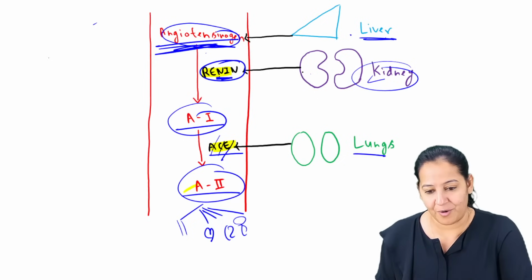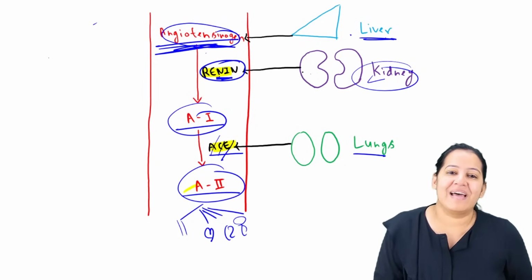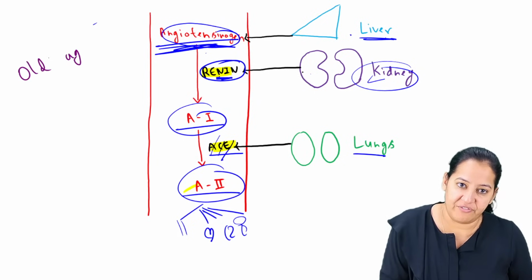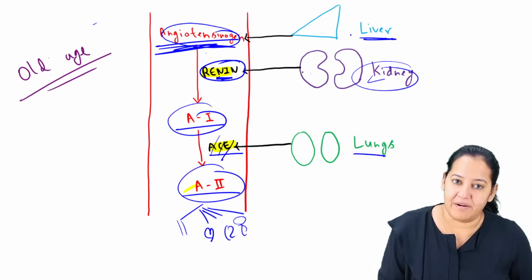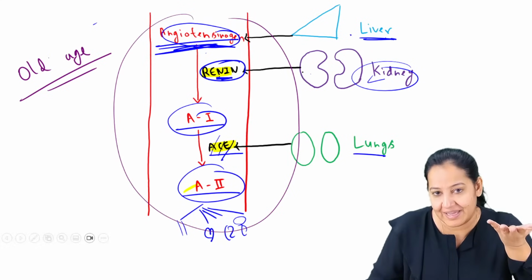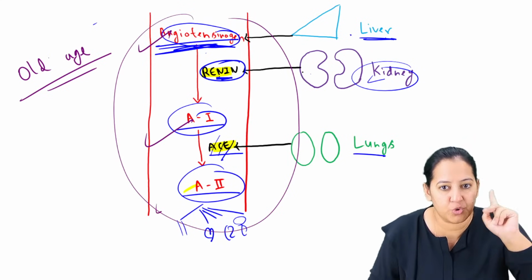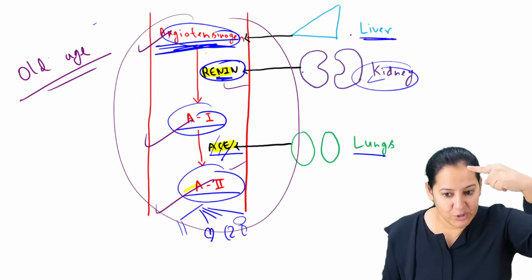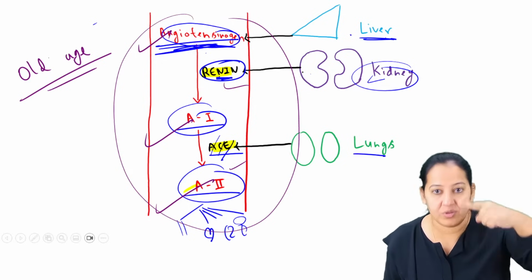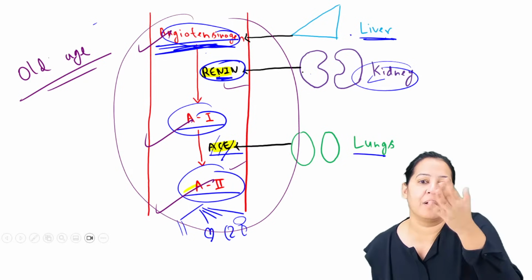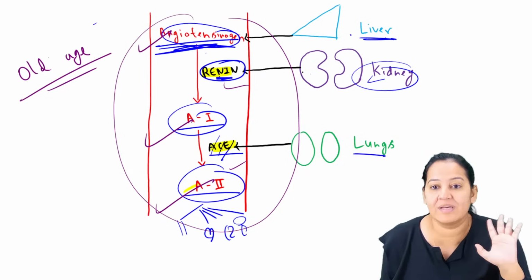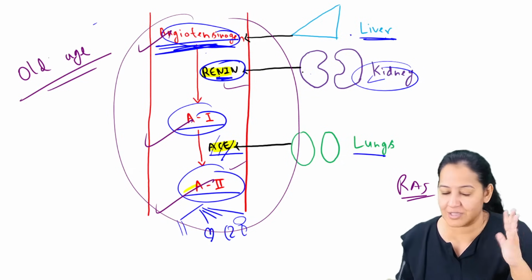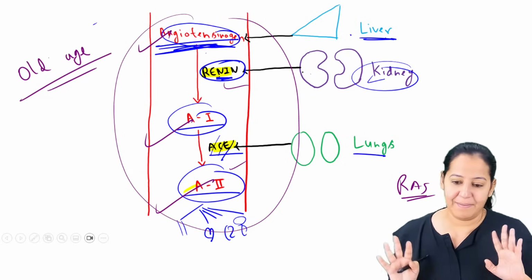You will say, ma'am, then what is the problem? The problem is that in old age, after the 50s or 60s, this renin angiotensinogen system is a family having 3 proteins and 2 enzymes. Total 5 members are there. 3 are proteins: angiotensinogen, angiotensin 1, angiotensin 2. And there are 2 enzymes, renin and ACE. The family is known as the RAS family. The RAS family is required for maintaining BP. It is inbuilt in all of us.